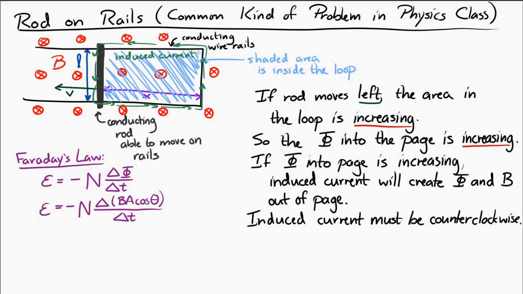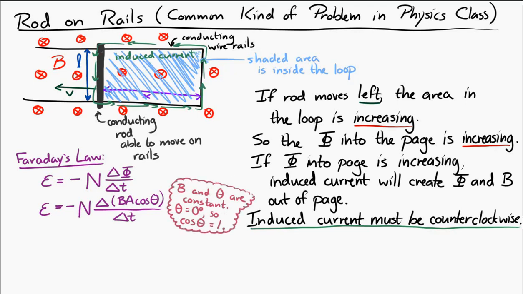Now, here, in this situation, the magnetic field and theta are constant. Also, theta is equal to 0 degrees, so that allows us to simplify things. The cosine of 0 degrees is always equal to 1. So this gives us that the EMF induced in that loop is equal to negative NB times the rate of change in the area. But also here, the area is equal to L times X.